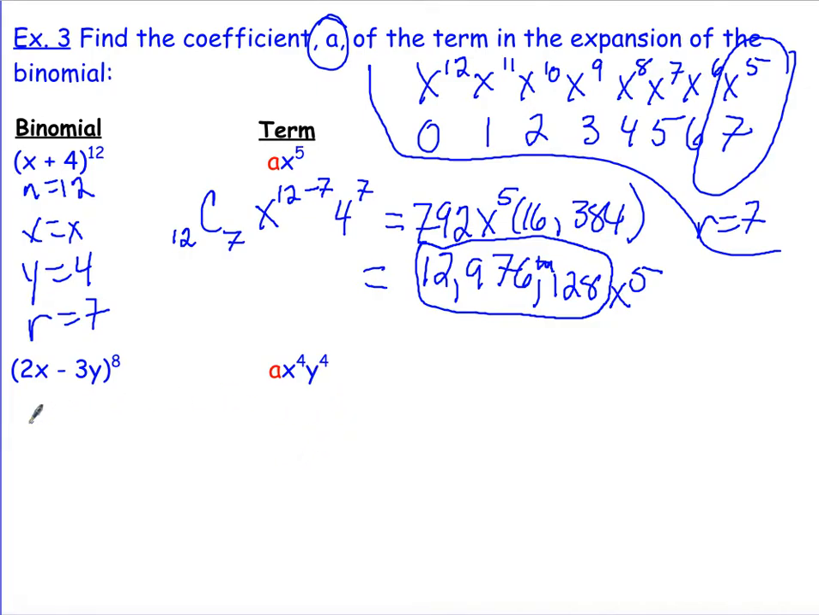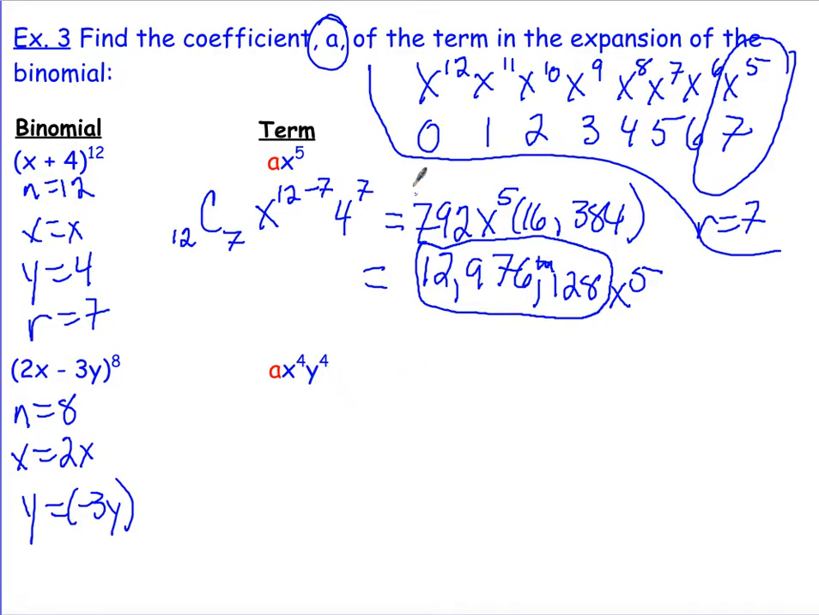Okay, let's take a look at our next one here. So same idea. Here we have n is equal to 8. x is going to be 2x. y is going to be negative 3y. Now, we want the term that has x to the 4th, y to the 4th in it.